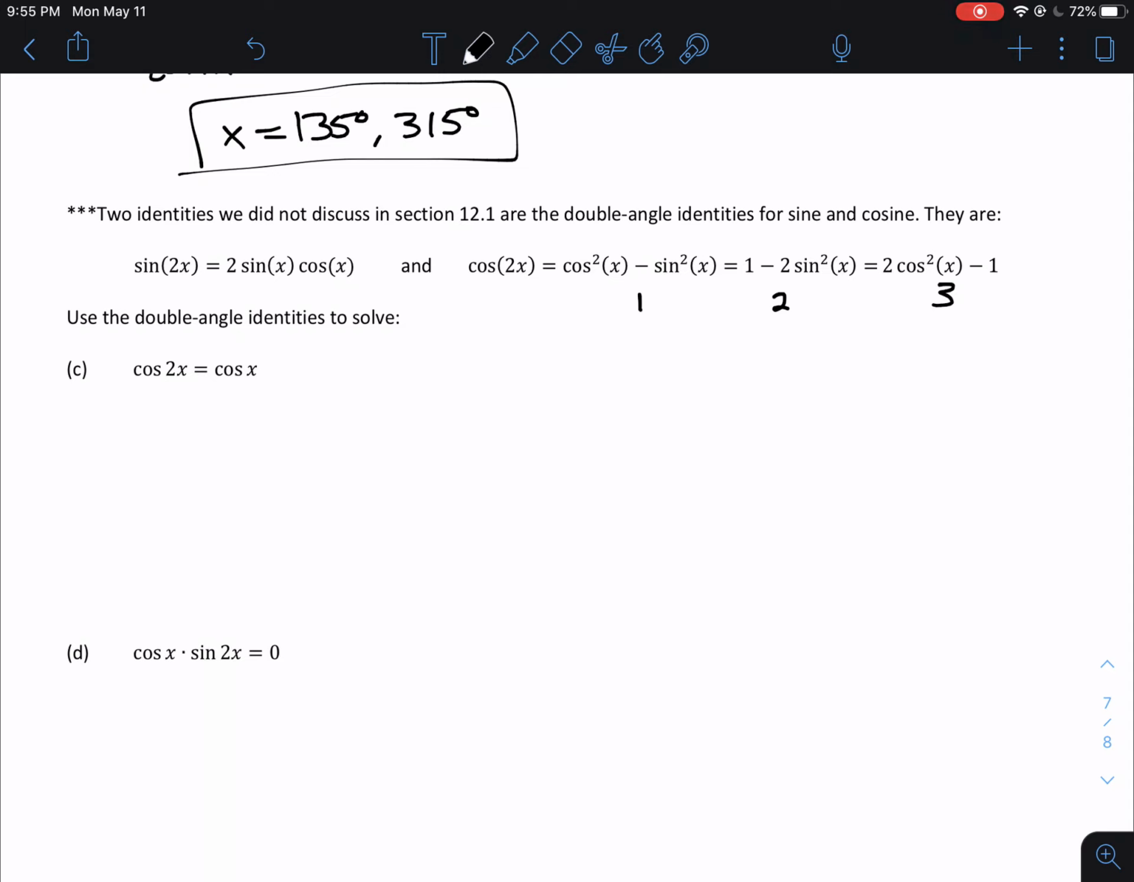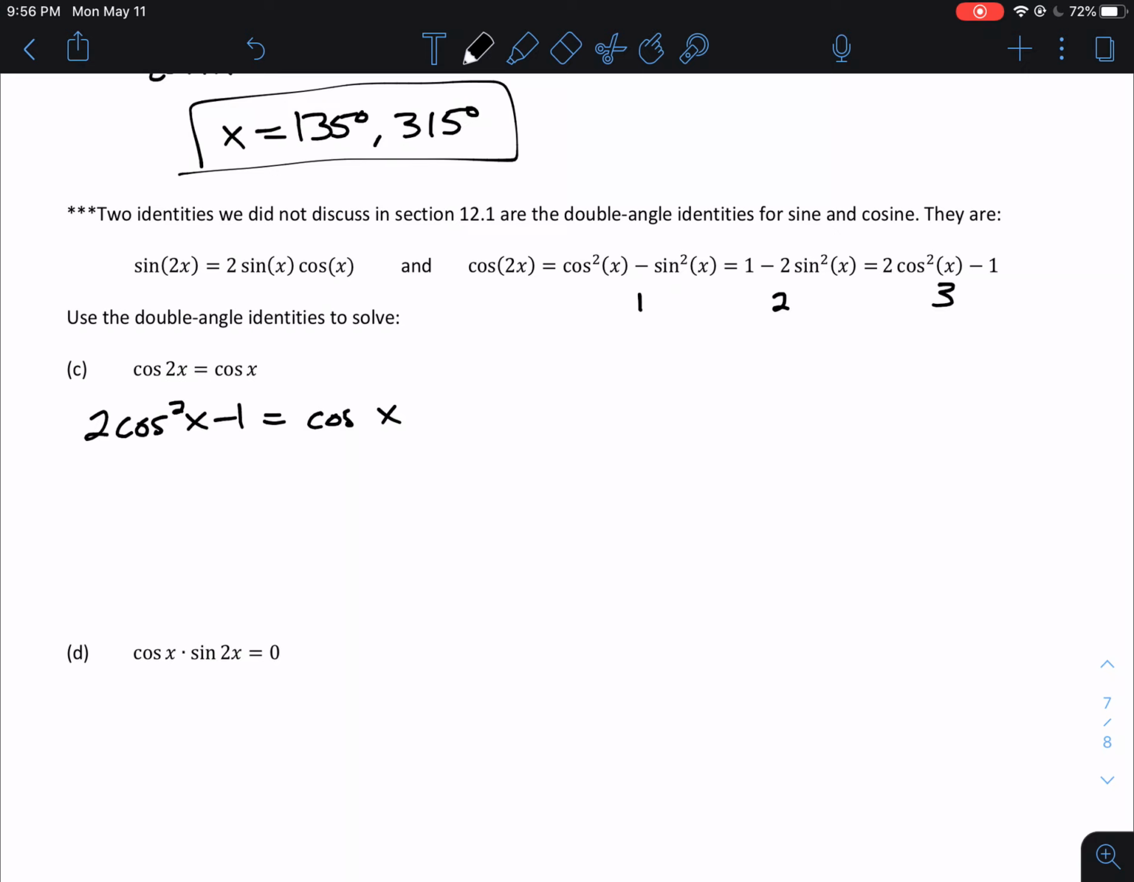So in deciding which of those 3 expressions to use that'll be most useful, if you've got cosine of x over on the right side, you probably want to pick the expression that has just cosine of x in it, which rules out number 1 because it also has the minus sine squared x. Number 2 you would probably use if it was sine of x on the right side, but it's not. So let's use that third expression as our replacement for cosine of 2x on the left side of the equation. So that would be to say that 2 cosine squared x minus 1 is equal to cosine of x.